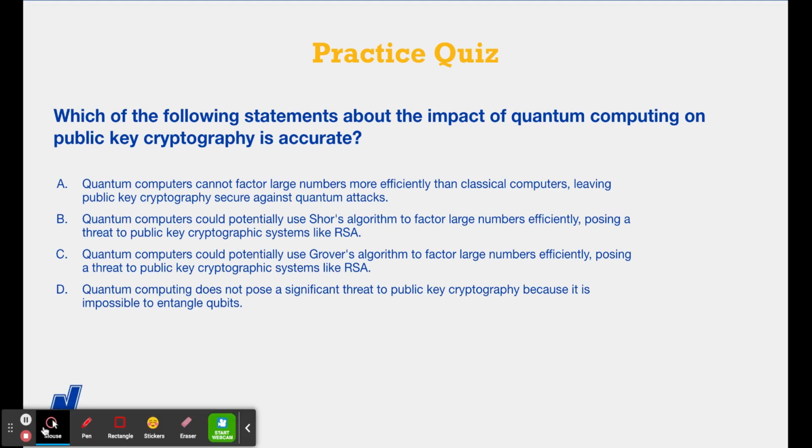Let me grab out my pen. That would actually be, this would be letter B. Perfect.